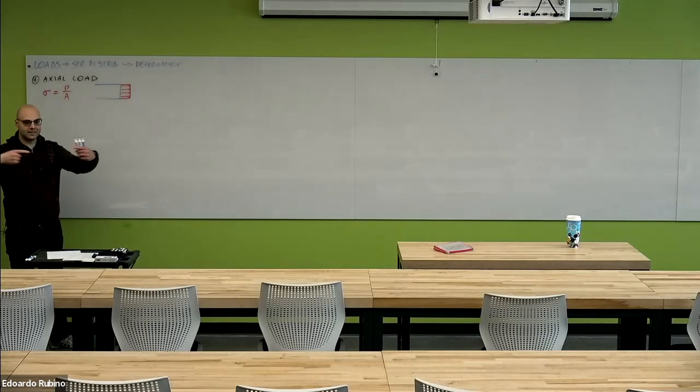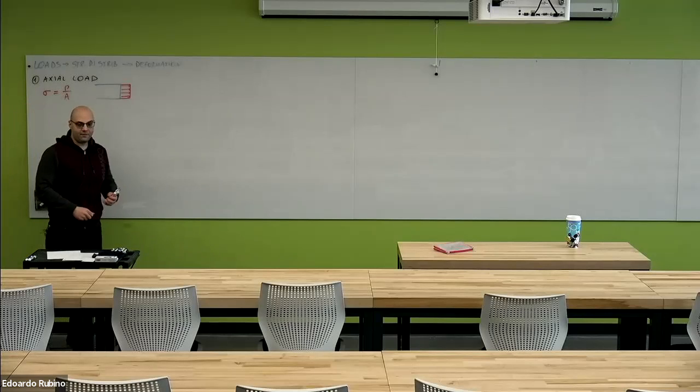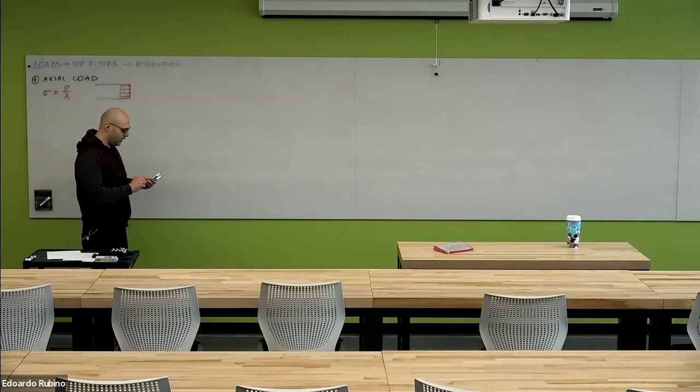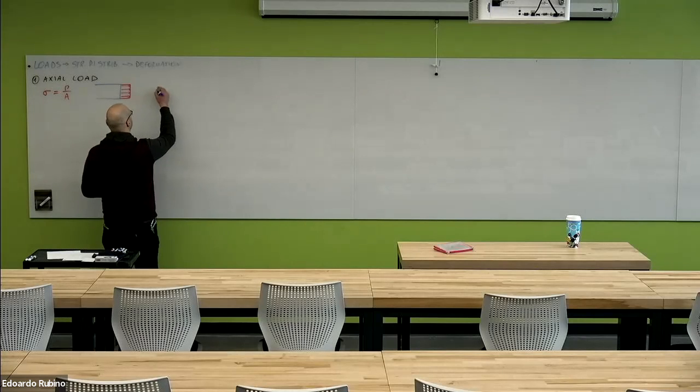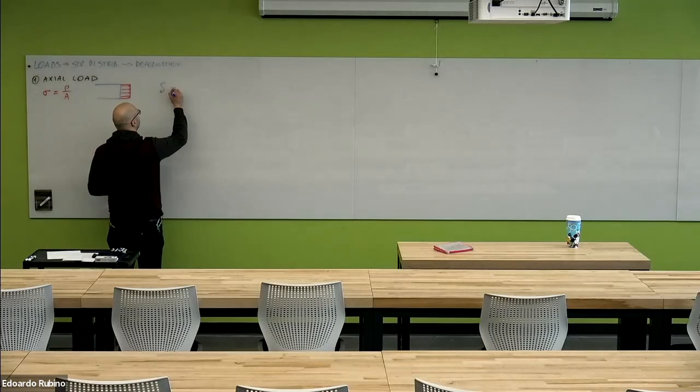All right, regarding the deformation, when we have an axial load applied on our beam, we have an elongation or contraction. Elongation means that the beam becomes longer. Contraction means that the beam becomes shorter. So the way how we indicate the displacement is with the Greek letter delta.